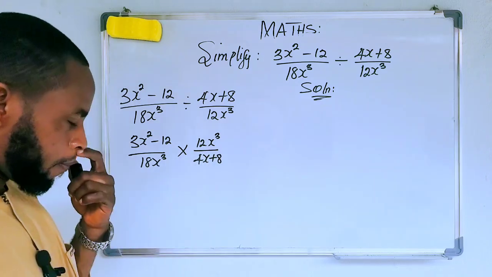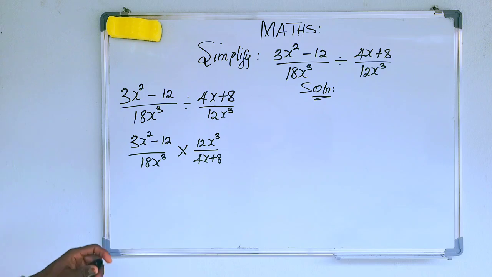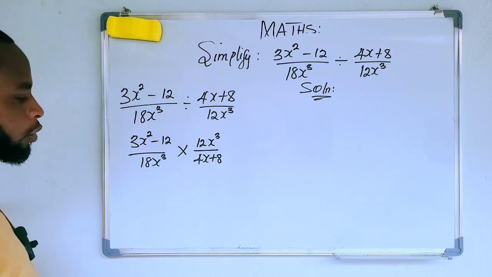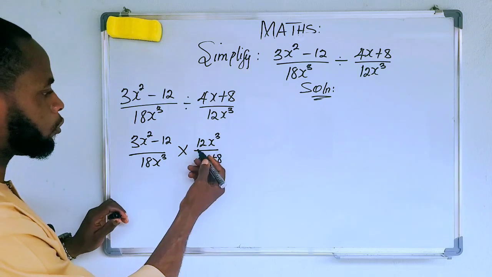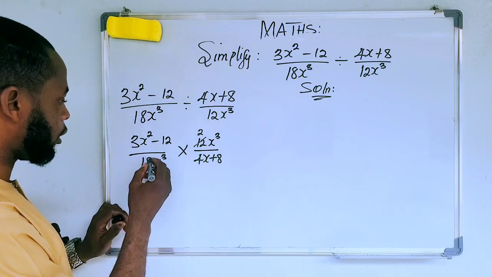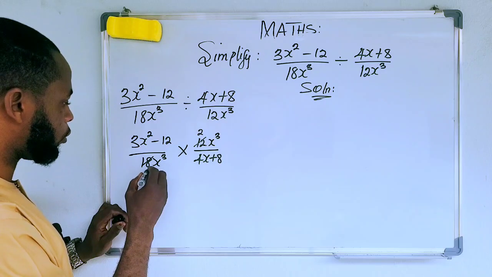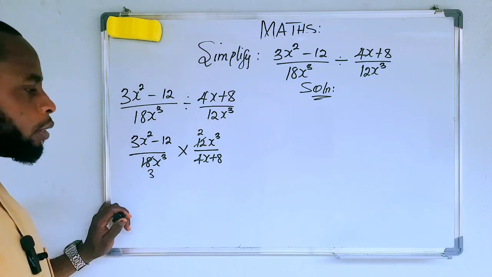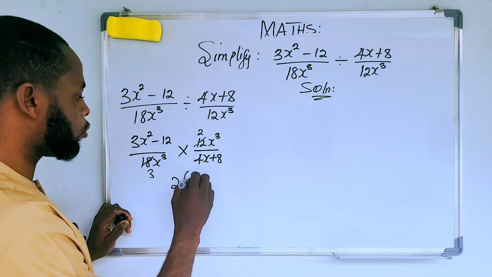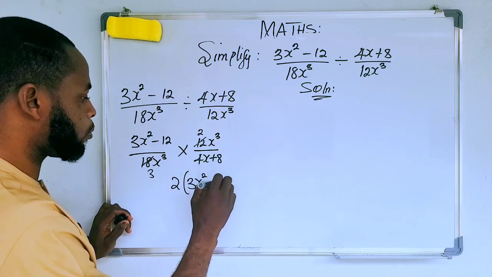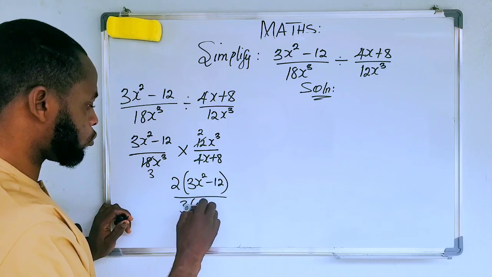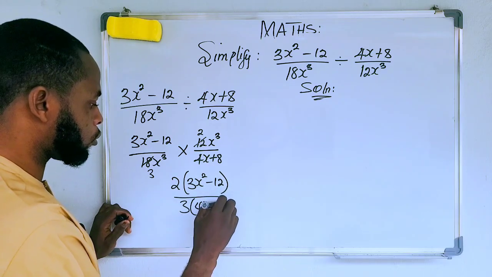Then here we are going to divide 12 and 18 by 6. When 12 is divided by 6, that will give us 2, and 18 divided by 6 will give us 3. Then now the expression becomes 2 into (3x to the power of 2 minus 12) divided by 3 into (4x plus 8).